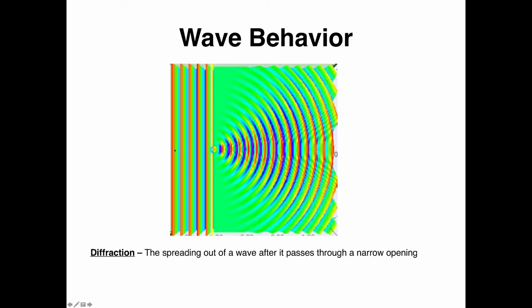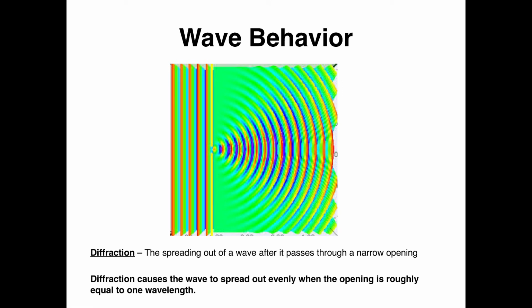Now if you were to squirt water at this little hole, then water would only come through that hole, and the rest of this would have no water on it. And so this is unique to waves in that they spread out laterally away from the point of the hole where they pass through the barrier. Diffraction causes the wave to spread out evenly when the opening is roughly equal to one wavelength.